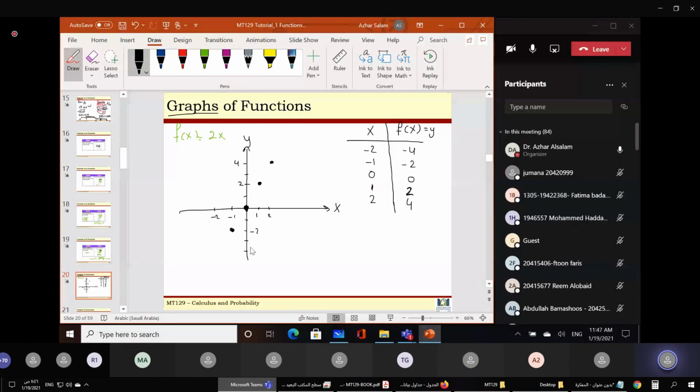And for minus 2, it will be minus 4, right? This is the value of y. This is the value of x. It will be here, okay? You don't draw a line between the 2 points, no. This is the value of x, and this is the value of y, so you draw a point like that.